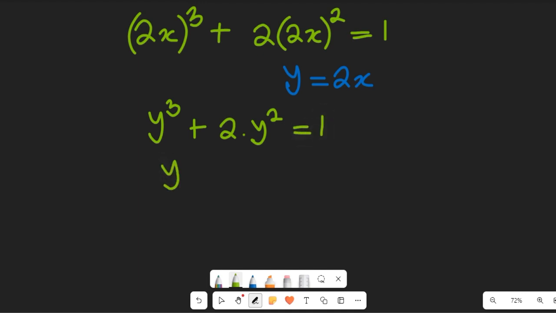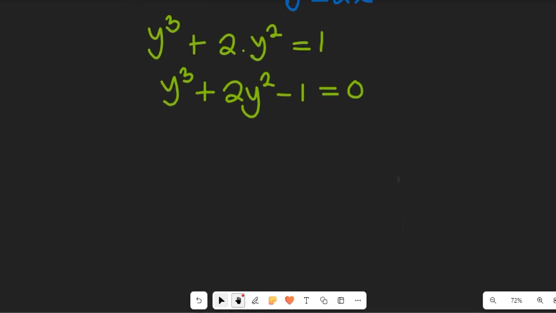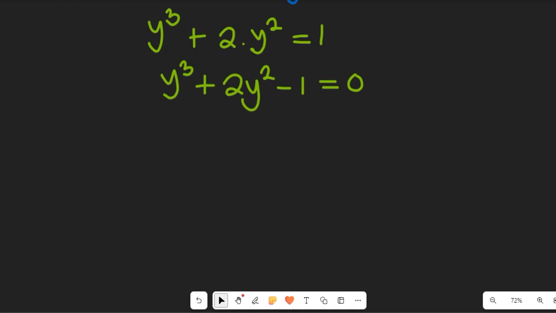So I'll have y to the power of 3 plus 2y to the power of 2, and this will be minus 1 equal to 0. Now this is going to give me a polynomial expression. Good. So we're going to simplify that polynomial expression. And remember, when you simplify a polynomial expression, you should have three solutions for y. And that is where we'll be heading to. So how do we go about simplifying this? We're going to use the laws of polynomials.